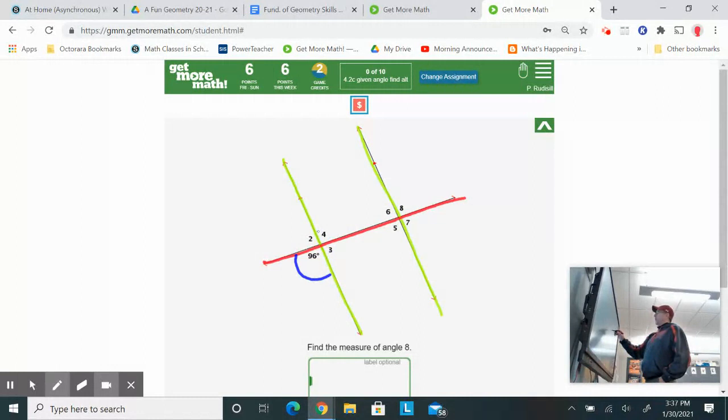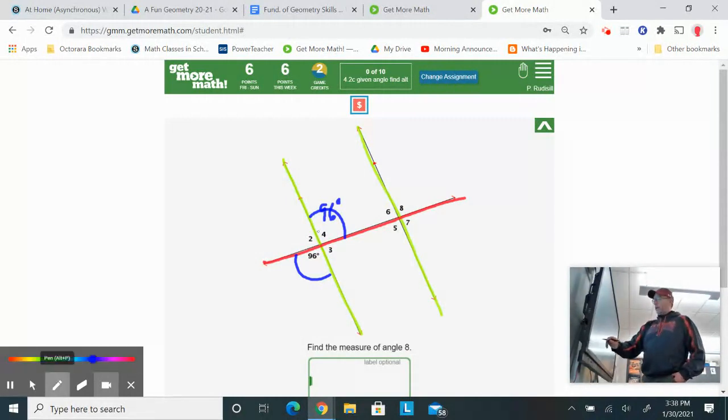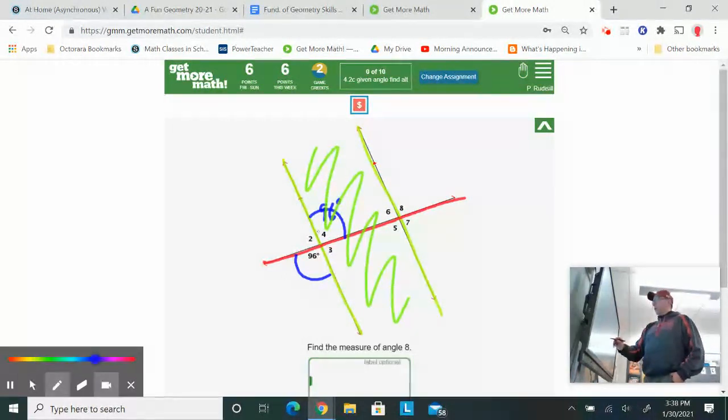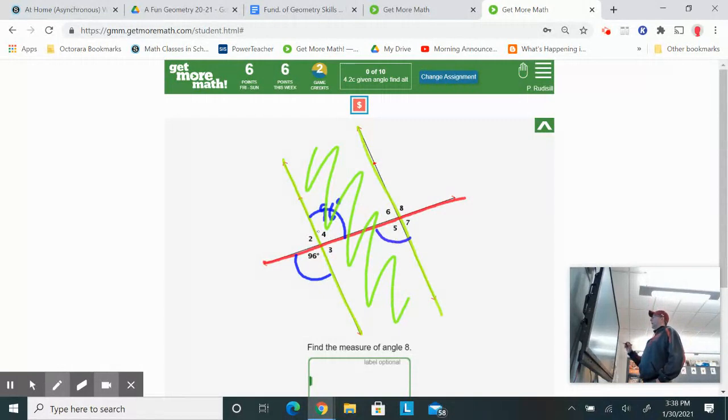We've already talked about this 96-degree angle and this angle 4. They're vertical angles. Vertical angles will have the same measure. That also has to be 96 degrees. And we also talked about, on the inside of the parallel lines, in the interior here, we have alternating interior angles. So angle 4 and angle 5 will be the same. So angle 5 has to be 96 degrees.